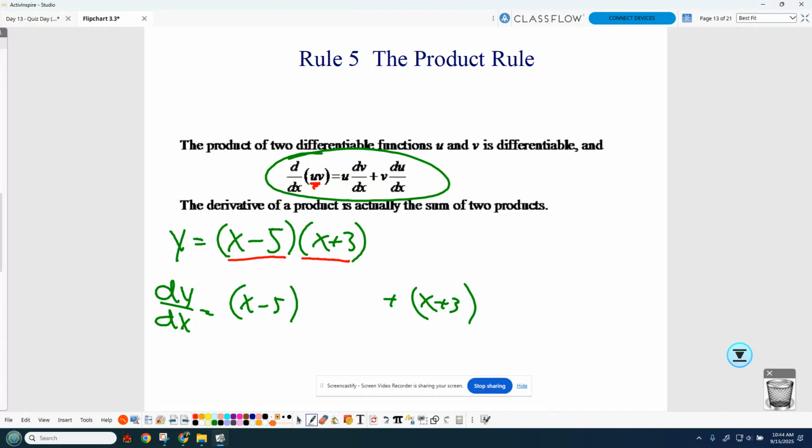First, untouched, times the derivative of the second. And Sam already told us on the previous page, the derivative of x plus 3, well, the derivative of x is 1. The derivative of that plus 3 just goes away. Okay, first times the derivative of the second, plus the second untouched, times the derivative of the first. Derivative of the first is also 1. Now those parentheses aren't doing anything, so x minus 5 plus x plus 3 is 2x minus 2. We get the same answer.